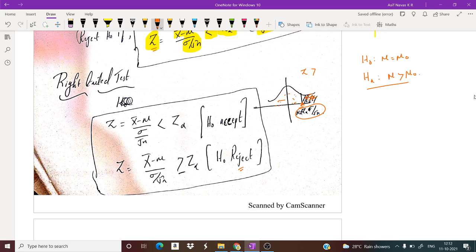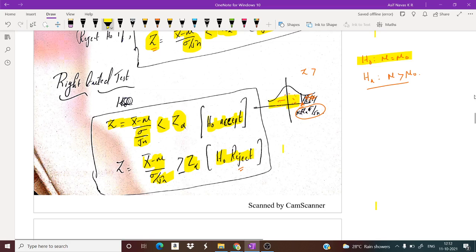So that is, if Z equal to x bar minus mu by sigma by root n is less than Z alpha, that means it lies somewhere here, then we will accept h naught. That means this is the correct answer. Or if Z is greater than or equal to Z alpha, we will reject h naught.